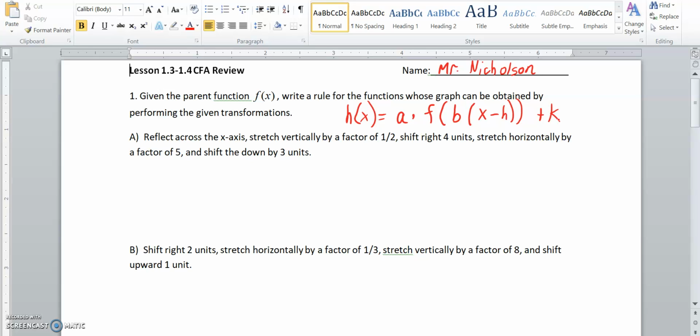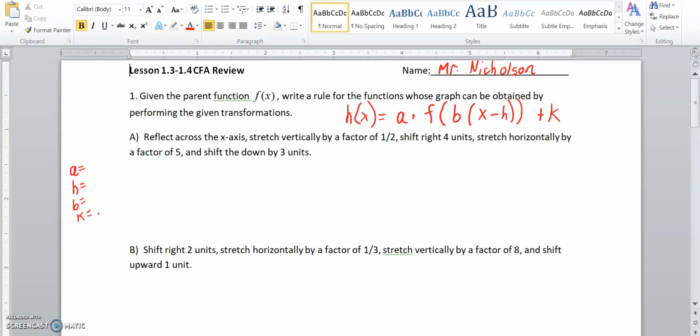So if we start with A, it's asking us, given the parent function f, write a rule for the transformed graph h of x. Again, on the margin, here's what I always do. Start by just identifying the coefficients, based on the descriptor.